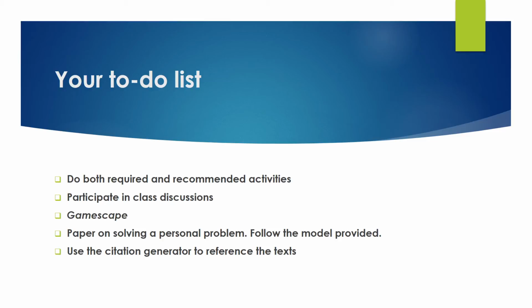Here's your to-do list. Remember to review any materials provided for you under recommended activities as well as the required activities. In addition to participation, which is always important, there's one written assignment in which you will identify the basic problem-solving sequence and then use it to resolve a problem that you are currently facing. Please note that this should be a real personal problem that you have, which could be related to school, your job, or your personal life. Remember to use the citation generator to reference the texts in the paper that you write.